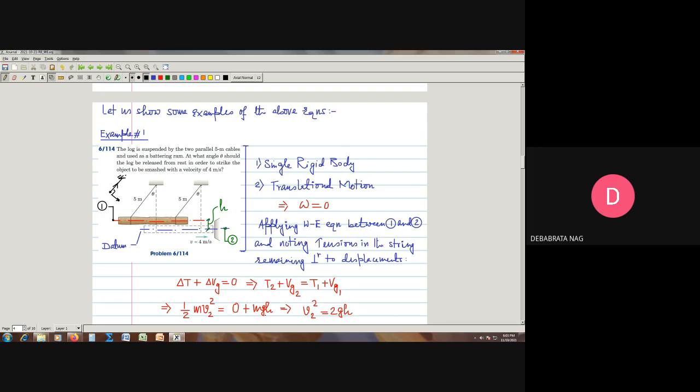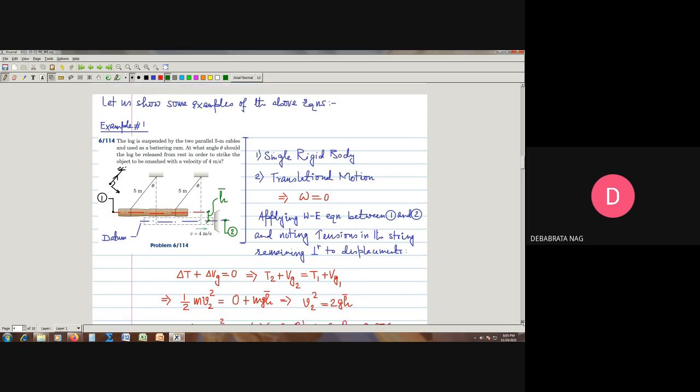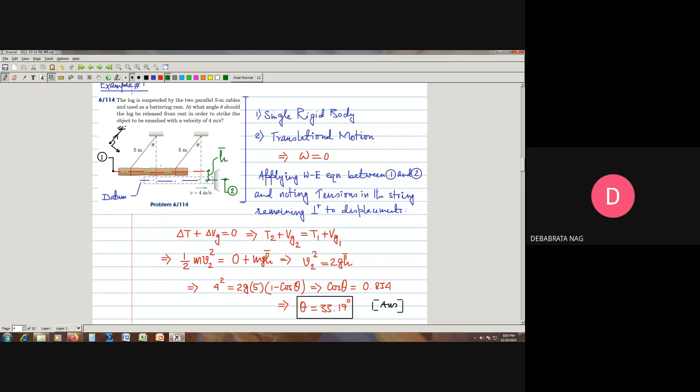If we put all these values, we can see that V2 square becomes equal to 2g h bar. H bar represents the height of the center of mass, in this case the height of the center of mass of the battering ram, which refers to this center line. From the pure geometry, we can find that this h bar is going to be equal to 0.5 minus 0.5 cos theta. So it is equal to 0.5 times (1 minus cos theta). So this is going to be our h bar.